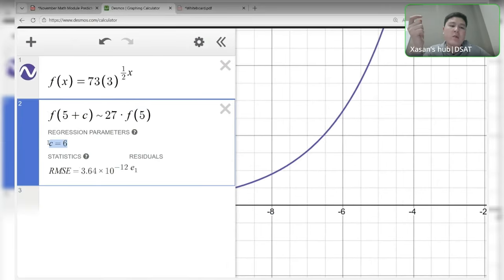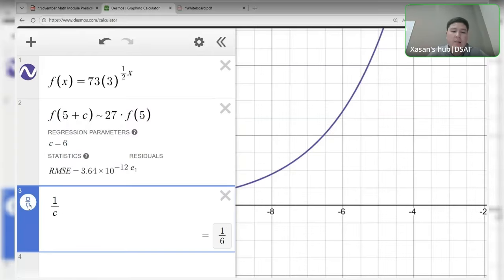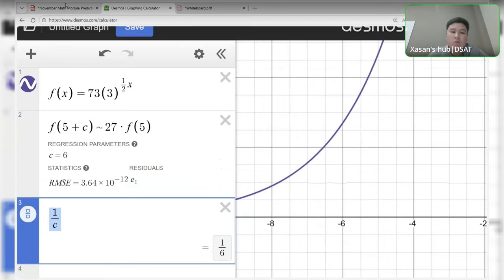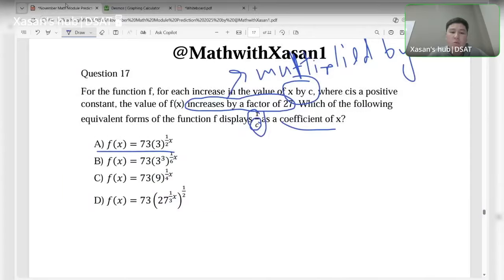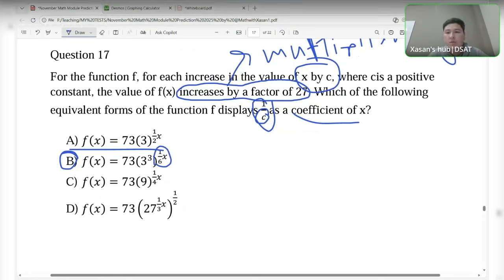And as you guys can see, the value of c is 6. The question is asking to represent 1 over c as a coefficient of x, which is 1 over 6. And that one is just shown in option B, 1 over 6 as the coefficient of x. I'm only seeing option B. So the final answer is B here. That's all.